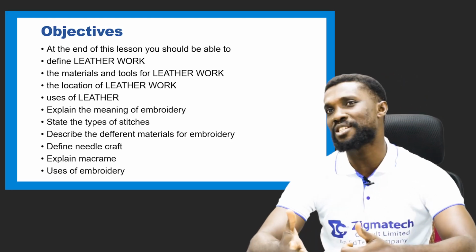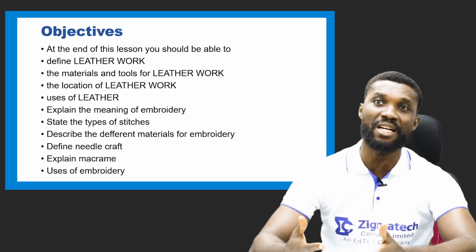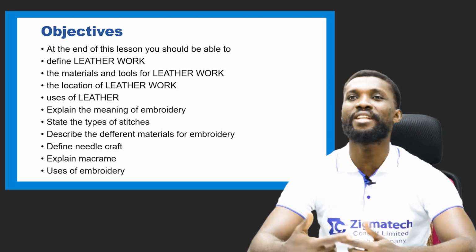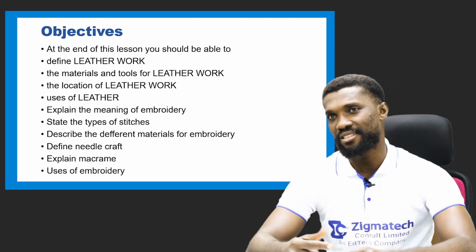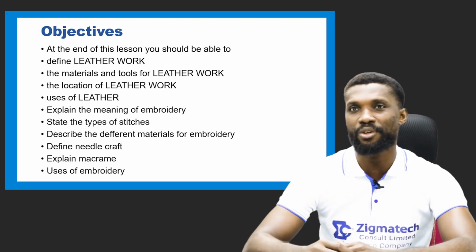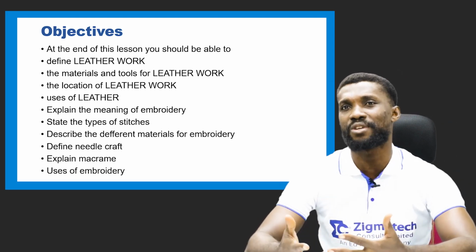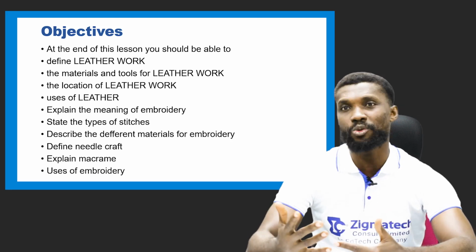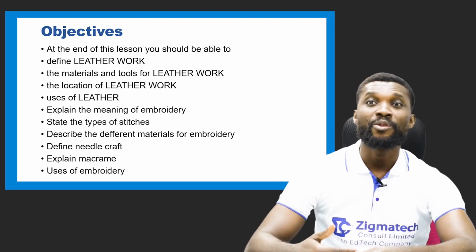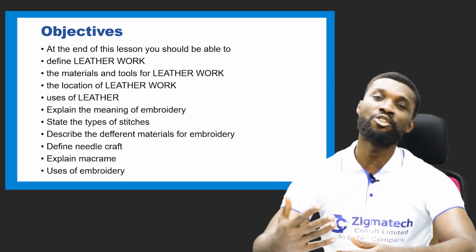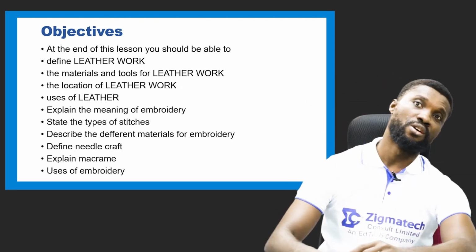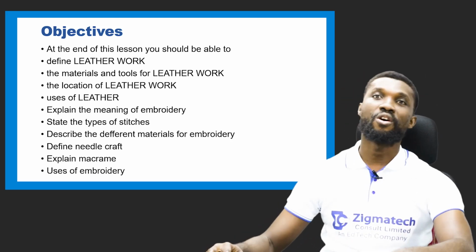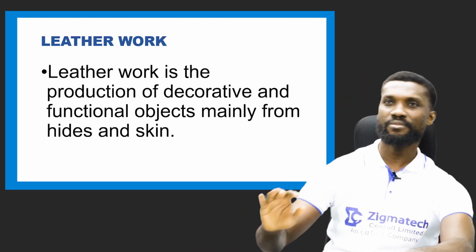Then some of the other things we're going to look at is embroidery. We've been hearing the word embroidering. What exactly is embroidering? We also look at the types of stitches in embroidering. We'll describe the different materials for embroidering. We also define needlecraft. We'll go further to explain macrame and then the uses of embroidery. All these are the things and even more we are going to look at in the course of this study.